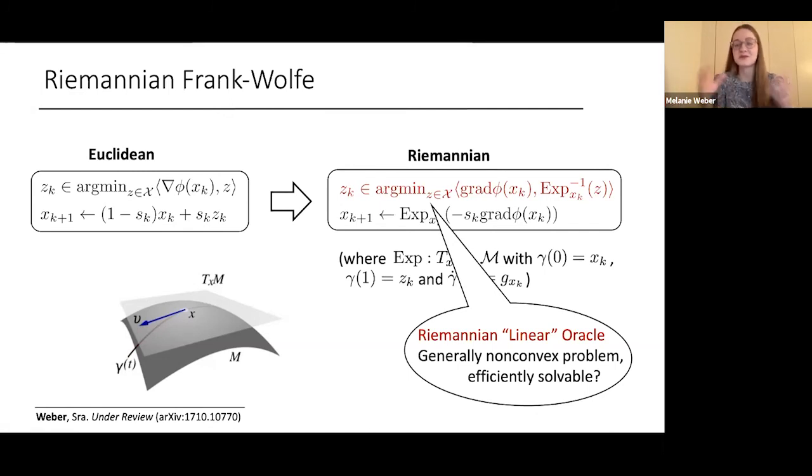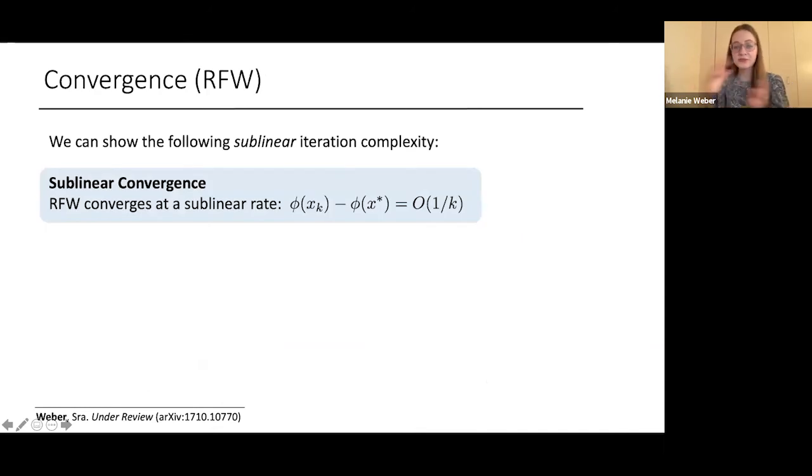So there is no standard tool that we could use in any case that we encounter and always get an efficient solution. But we will see later on in the talk that if we specialize to a certain manifold, we can find efficient ways of solving that linear oracle. Before specializing, I want to comment on the convergence of that algorithm.